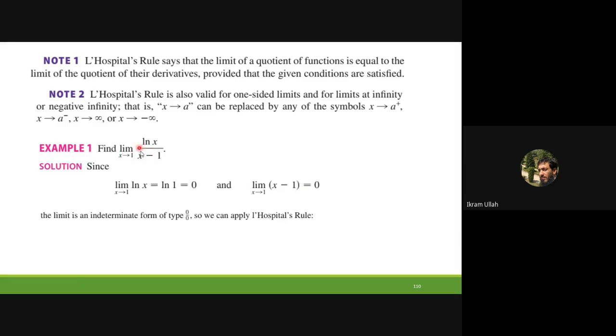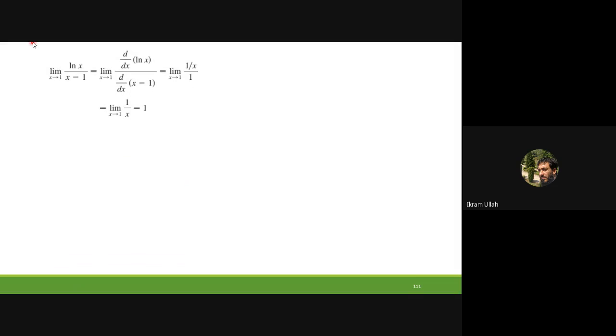So directly applying the limit on this function gives the 0 by 0 form, and this is an indeterminate form of type 0 by 0. So we can apply L'Hopital's rule here. L'Hopital's rule says this is equal to the limit as x approaches 1 of the derivative of this function over the derivative of the denominator function. The derivative of ln x is 1 by x, and the derivative of the denominator is 1.